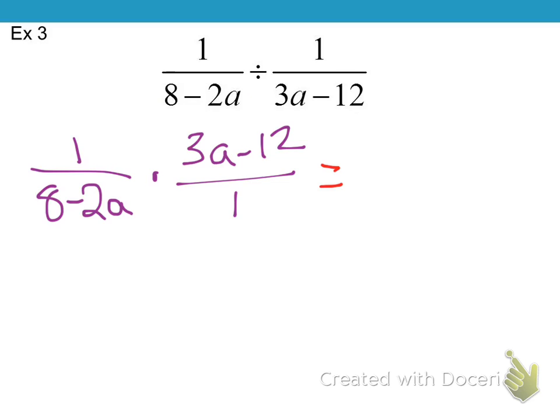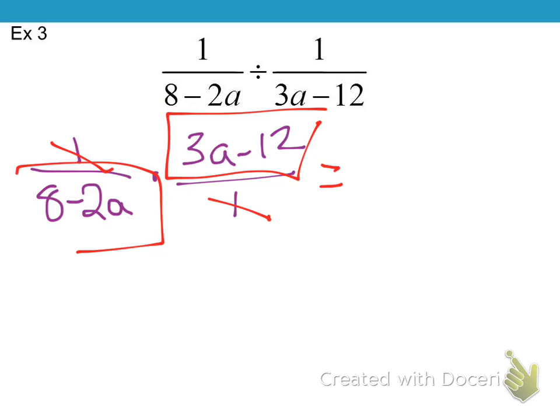So we know that ones are not important, right? This is going to be my numerator. This is going to be my denominator, okay? So I'm going to combine it into one fraction now instead of writing the ones. Is everyone okay with that? How do I factor 3a minus 12? Take a 3 out, which will leave me with a minus 4. Good.